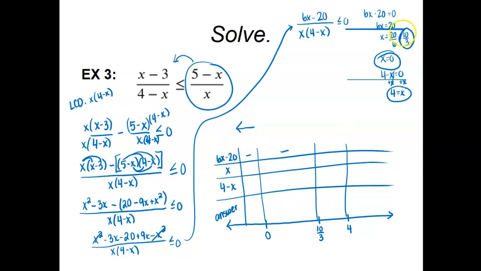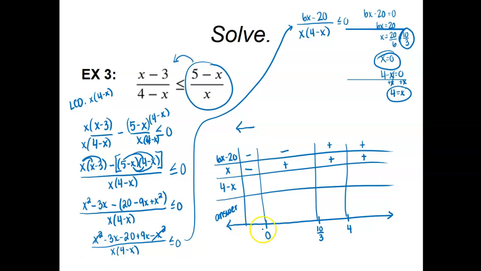But I also know 10 thirds was the value that made 6x minus 20 equal 0. So right here it's going to be 0. After that, positive. For x equals 0, that's really simple. If the value is negative, then x is negative. If the value is positive, then you have a positive. And then for 4 minus x, this is going to be a little bit different than some of the other ones we've seen with the chart.